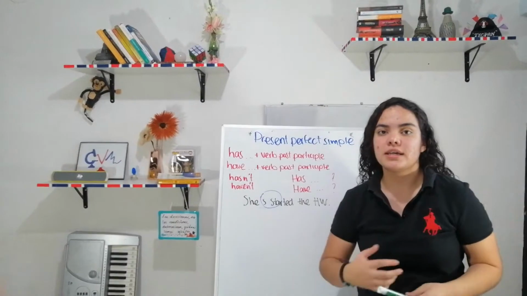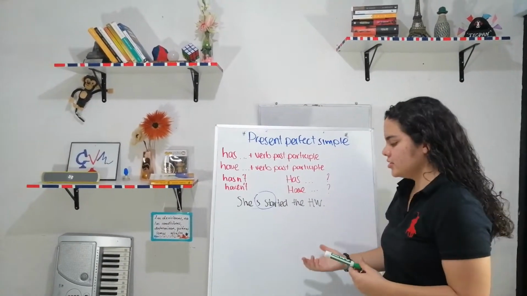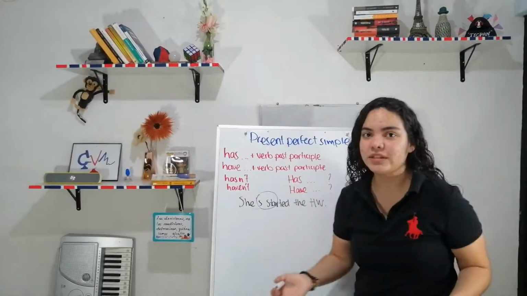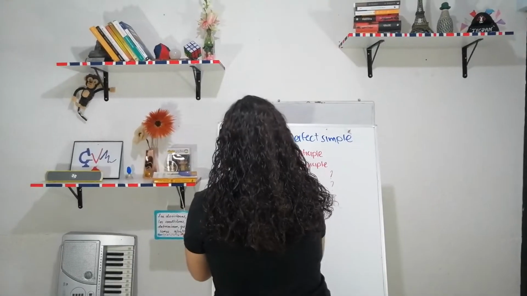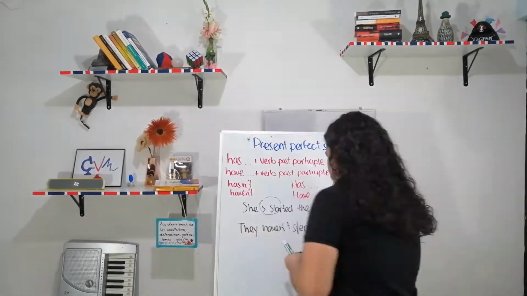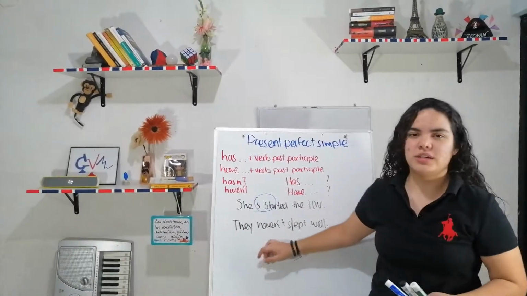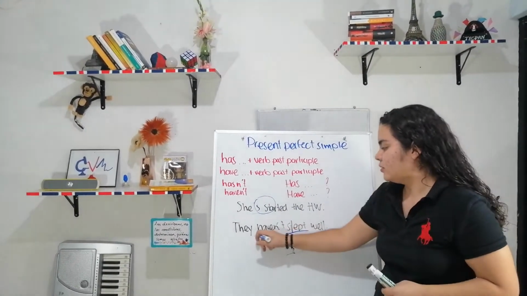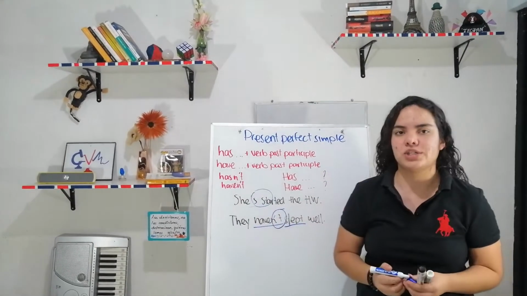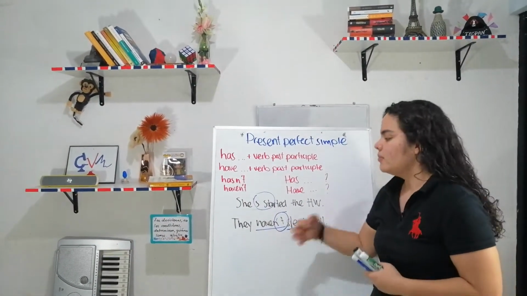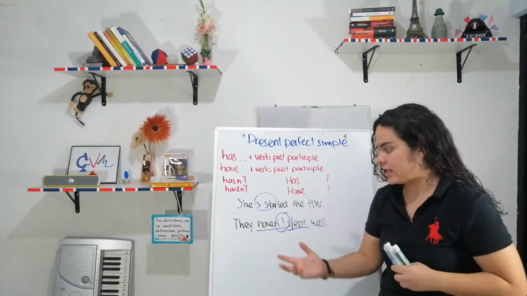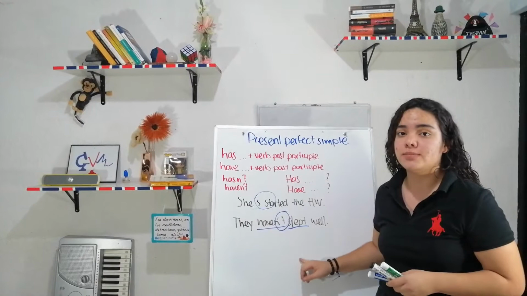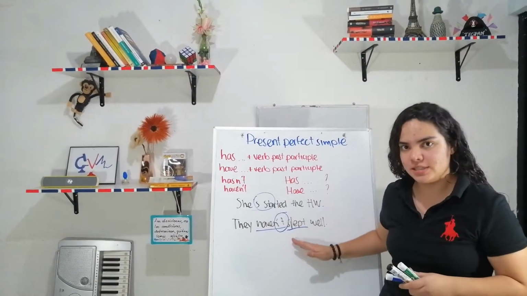And when we are using it in a negative way, we need to use also the contraction. For example, we can say, they haven't slept well. In this case, we're using haven't because we have the plural they, and then we use the verb in past participle. Again, we're using a contraction. We could say have not, but the common way in which people talk is to say they haven't slept. Remember, the verb needs to be in past participle, not in simple past.